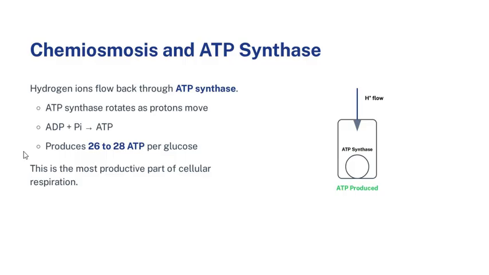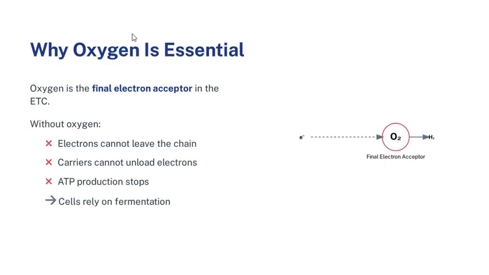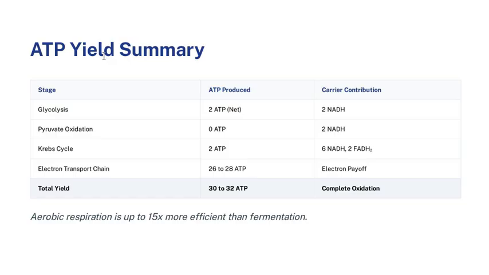So that's a very basic overview of what cellular respiration is. And to get more in depth on why oxygen is essential, like I said, oxygen is the final electron acceptor in the electron transport chain. Without it, the electrons cannot leave the chain, as the oxygen will accept the electrons, and without it, the cells rely on fermentation, like I said, and the carriers will not be able to unload their electrons, and ATP production will stop.